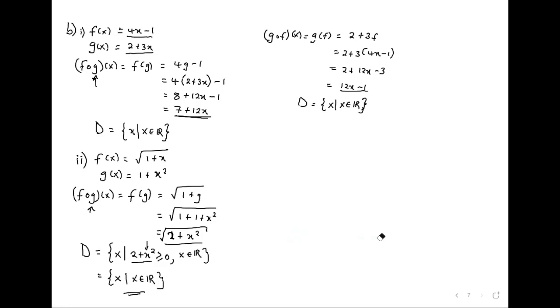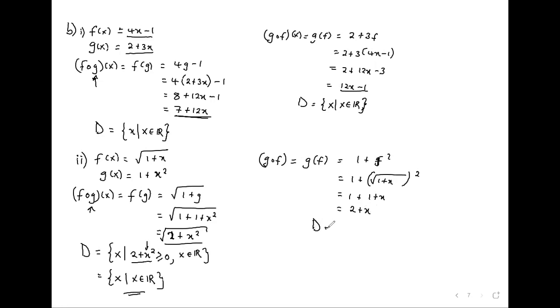So I found even the domain there. What if we switch them? It becomes g of f. Remember, I must also be finding g of f. If it becomes g of f, we mean in g, we take f. That is 1 plus f squared. That is 1 plus the root of 1 plus x squared, which is 1 plus 1 plus x. That is 2 plus x.